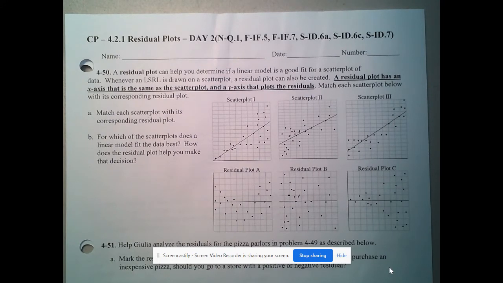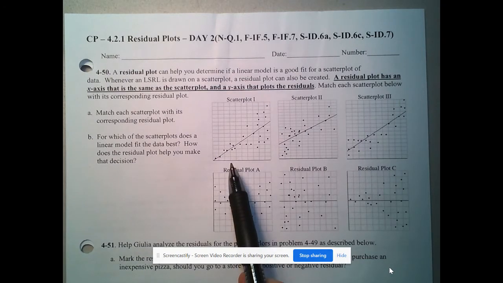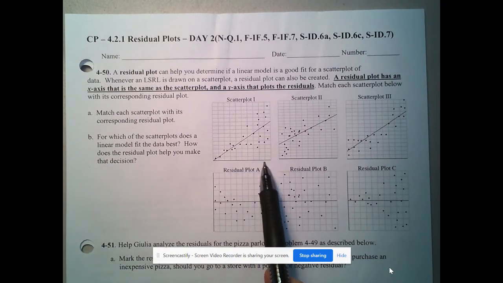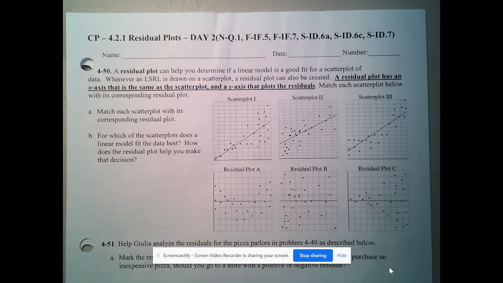A residual plot has an x-axis that is the same as the scatter plot, but the y-axis is the residuals. So what you'll notice is when we're graphing one of these, whatever is on the x-axis, it's going to have the same x-axis as the residual plot. Okay, so match each scatter plot with its corresponding residual plot.